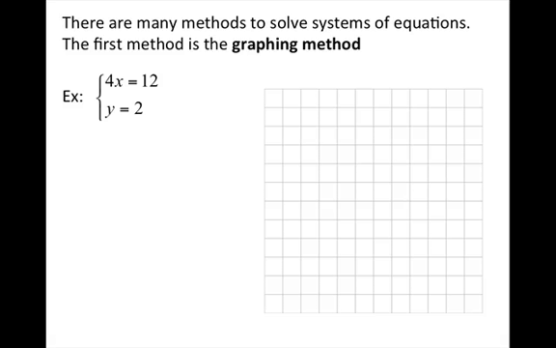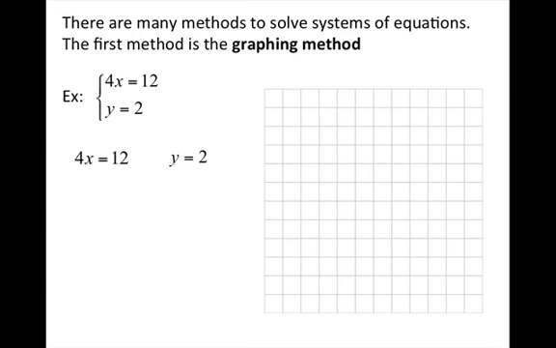Well, there are many methods to solve systems of equations, and in this lesson we're going to look at two of them. The first method is the graphing method. Usually when you have systems of equations, you'll have two equations and they'll be connected in front with a brace. And that just shows that those two equations go together. So with the graphing method, the first thing I want to do is graph each line.